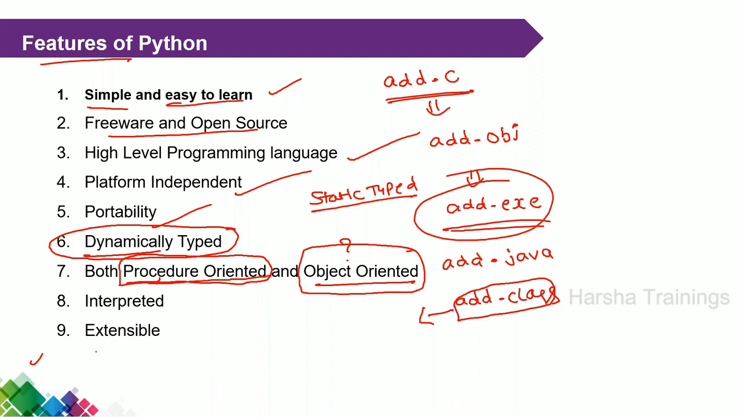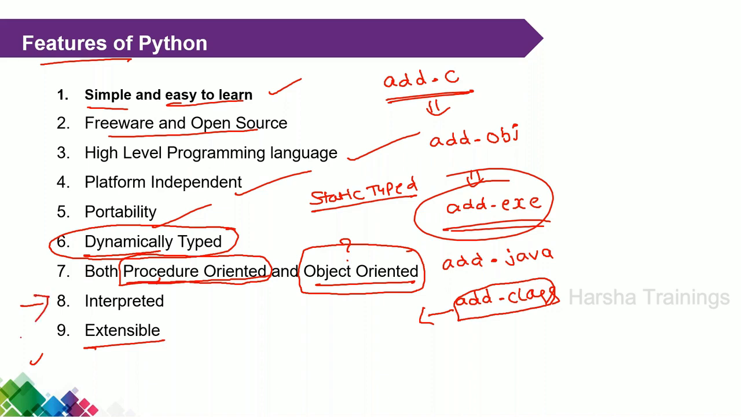Now, first I will explain extensible. Extensible means we can extend the Python programming. That means we already defined a program with some features. If you want to add more functionality to the already defined one, simply we can add the functionality.